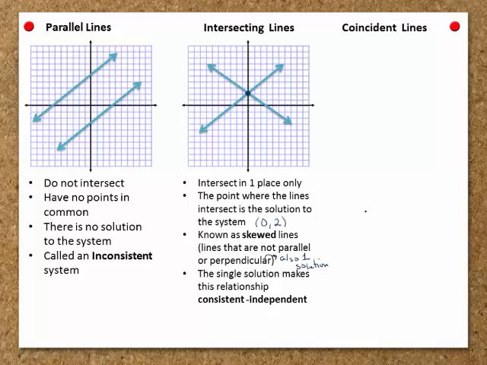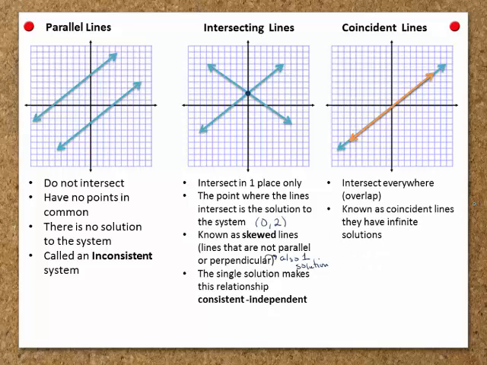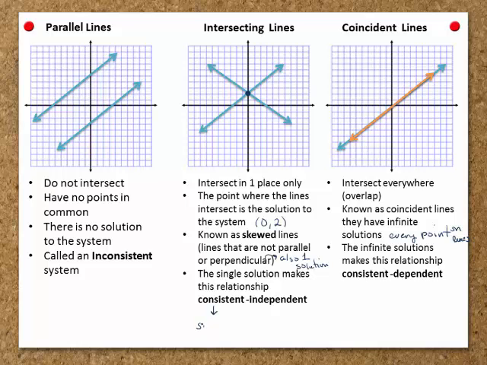You can have something called coincident lines. What happens with coincident lines is you have two lines that overlap one another. So they intersect everywhere. They're known as coincident lines, and there are infinite solutions. Every point is a solution because they are touching everywhere. So I should say every point on the lines. The fact that there are infinite solutions makes this relationship consistent, dependent. Okay, so consistent means solutions exist.